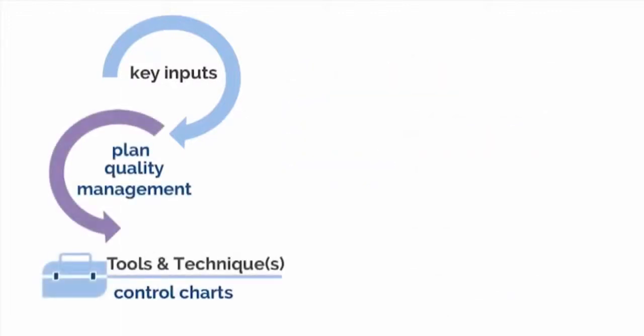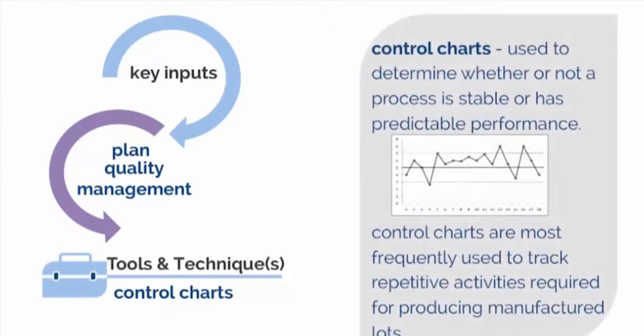We use control charts to determine whether or not a process is stable or has predictable performance. We use them most frequently to track repetitive activities required for producing a manufactured product. Control charts are often used in the manufacturing environment and would be very useful, for example, if you were working on a project where you are looking to develop and manufacture a new product for a customer. We would want to ensure that the manufacturing process is in control.